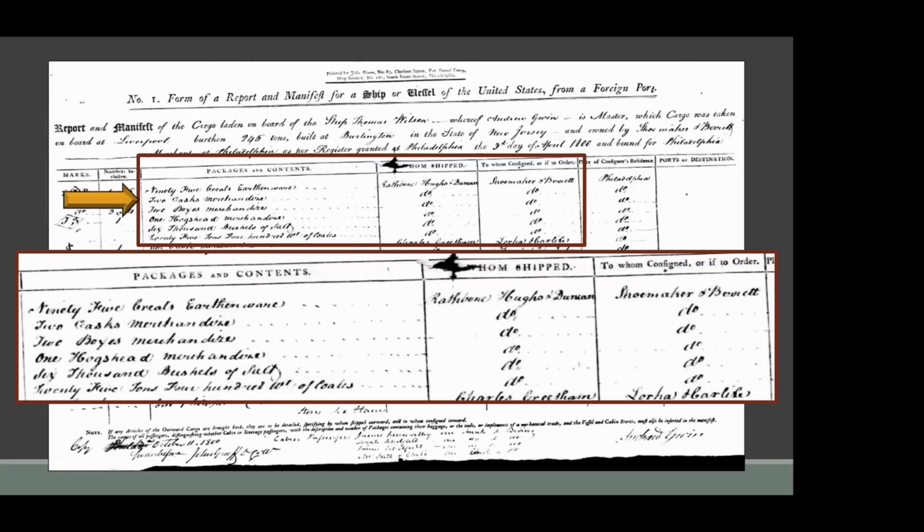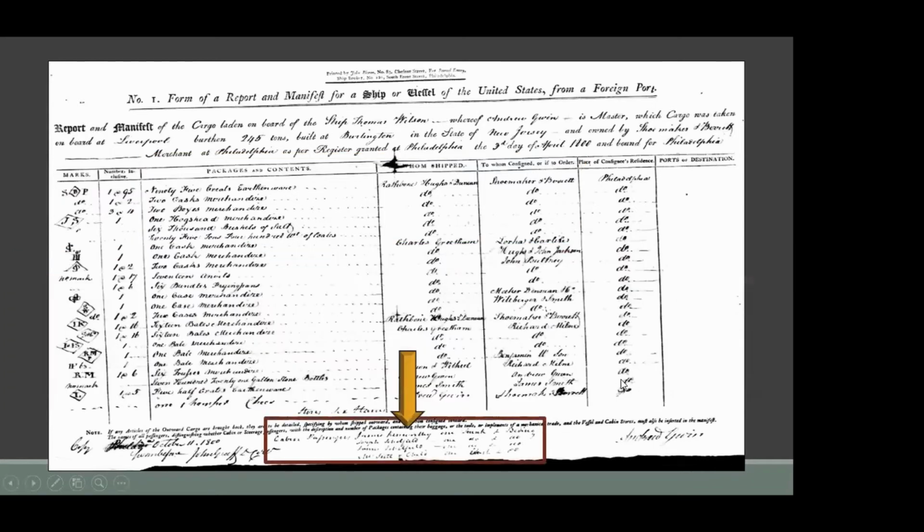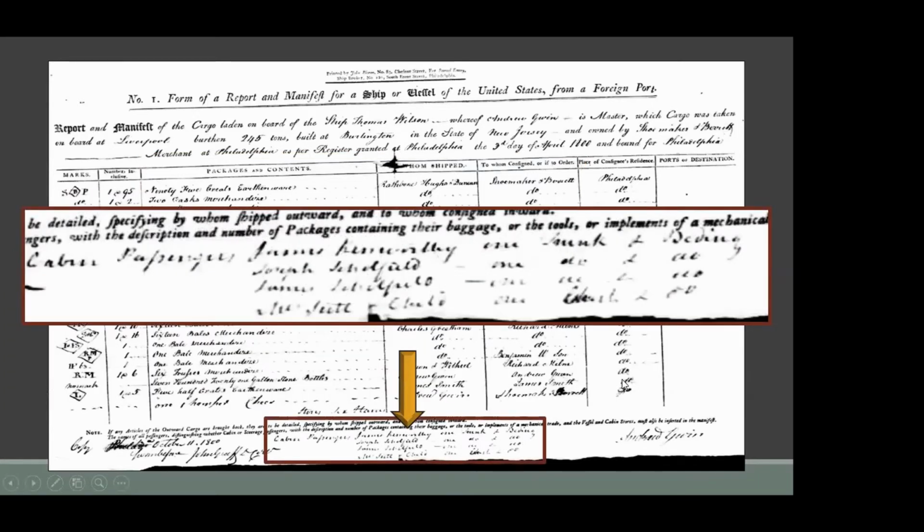Would you believe the passengers are actually listed at the very bottom of this page? This little notation here at the very bottom says that James Kenworthy, Joseph Schofield, James Schofield, Mrs. Scott, and her child were traveling on this particular ship. Each of the passengers had 1 trunk and bedding with them. This is our passenger list for this particular ship in 1800 coming to Philadelphia.